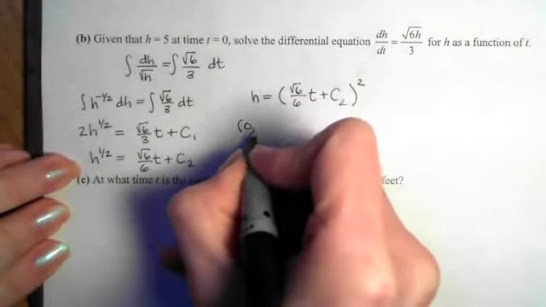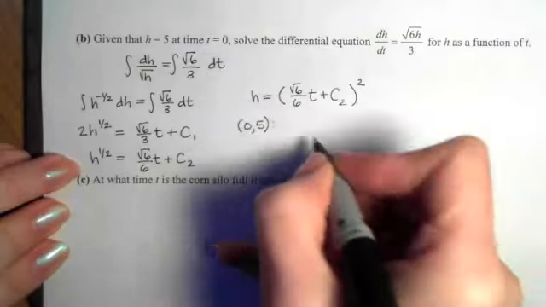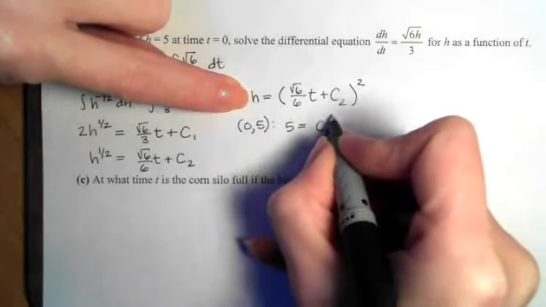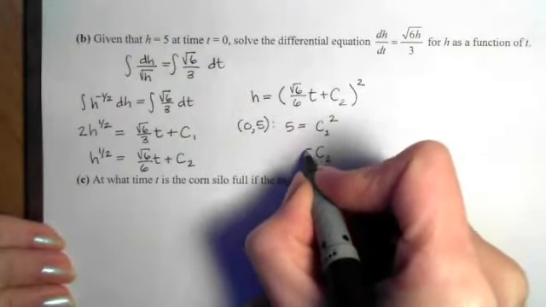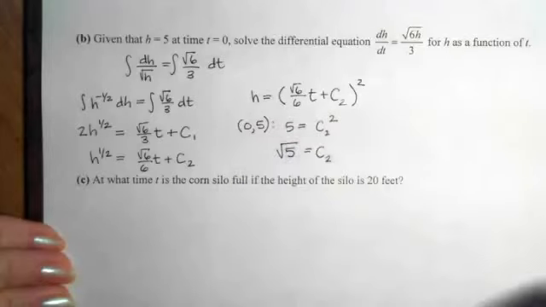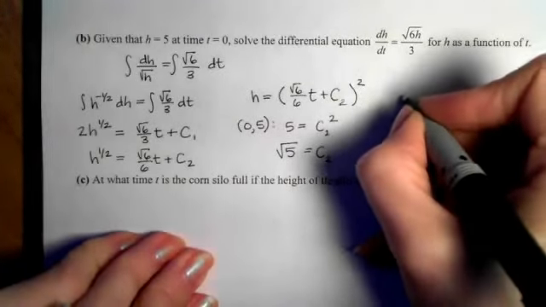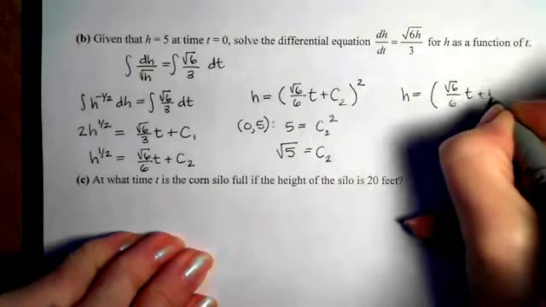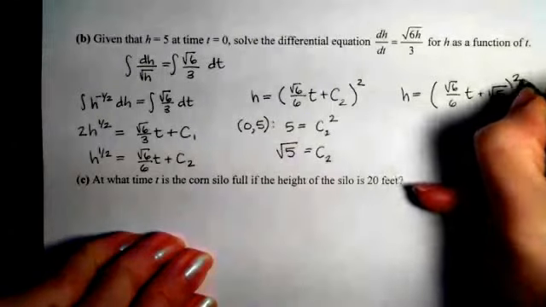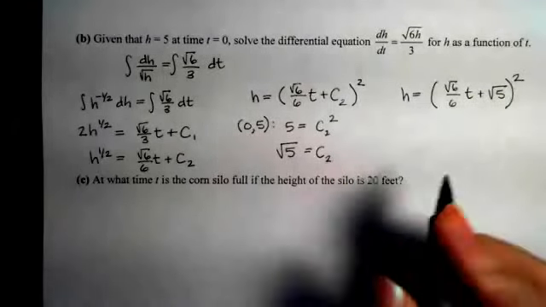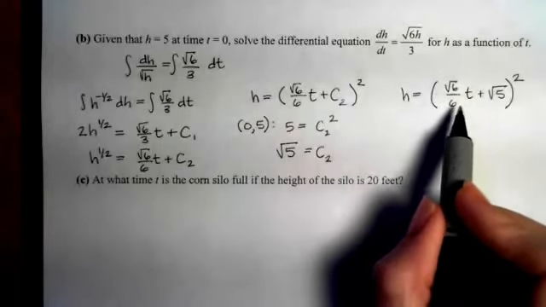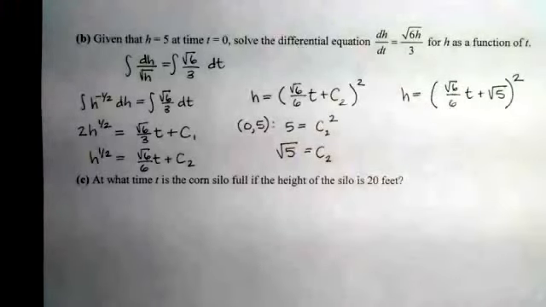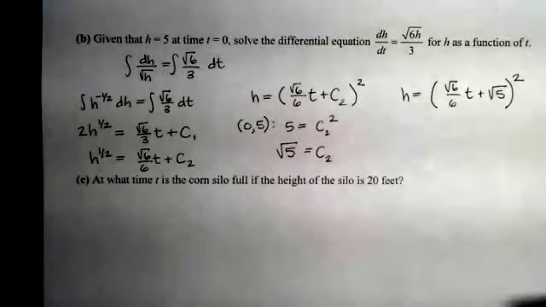We know when time was 0, h turned out to be 5. So I can plug in my 5 for h and 0 for my time, and I can figure out that c sub 2 is the square root of 5. So if I now plug that in, I get root 6 over 6 times t plus root 5 quantity squared, and I'm done. Now you'll notice that I had the root 6 on the bottom on my answer key, but this is equivalent, so if you do it this way on the test and you end up with an equivalent expression, you're still going to get full points.